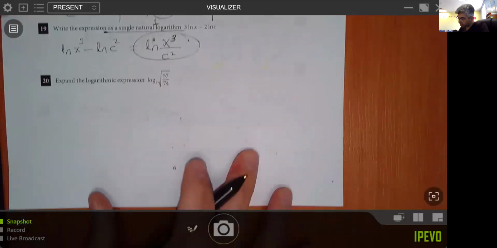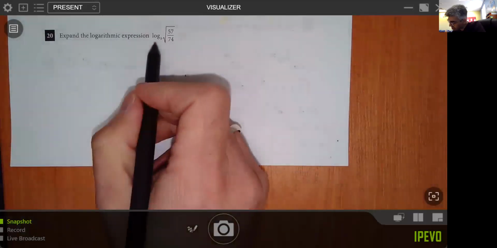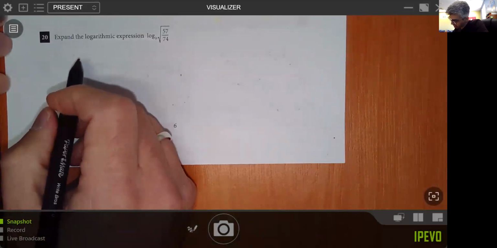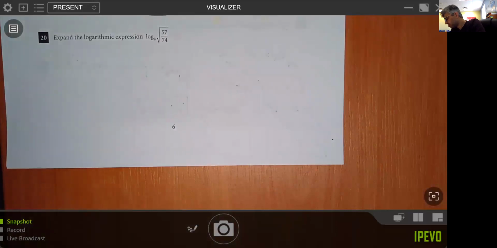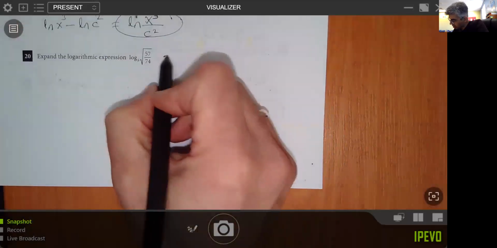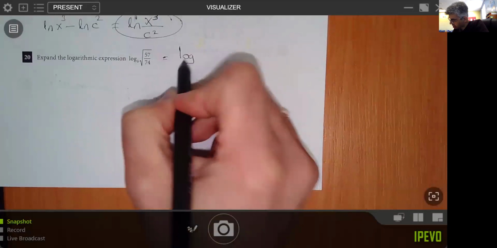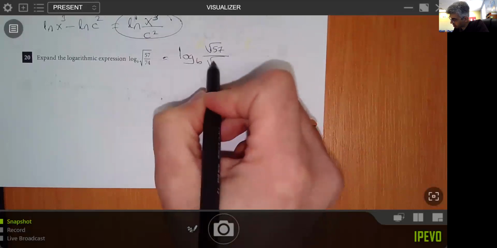And the last question is, expand the logarithmic expression. Expanding, okay, base is b, all right. Well, can I simplify 57 and 74 here? 7, 11, 57. It doesn't look like it. Okay, we will see later. Let's continue. First, I write it like this, guys. So root 57 over root 74.